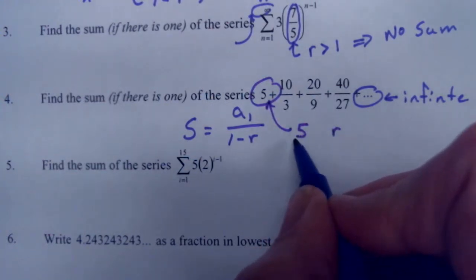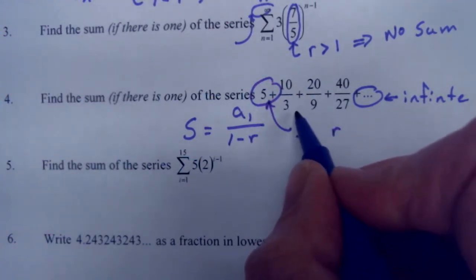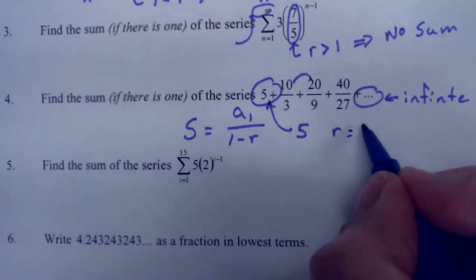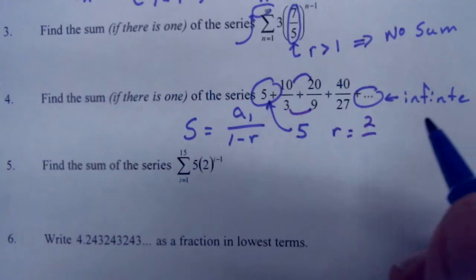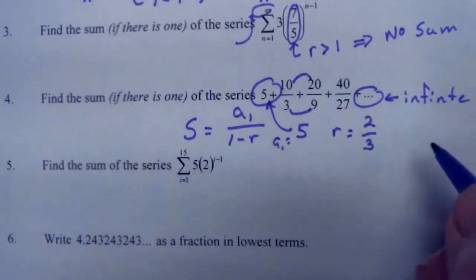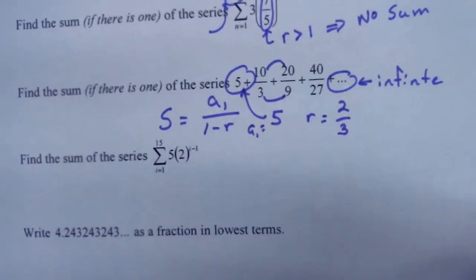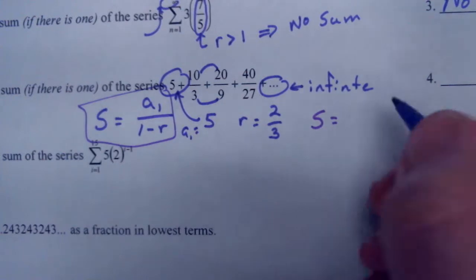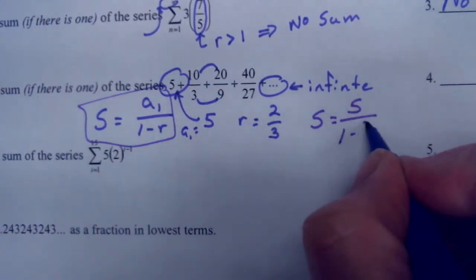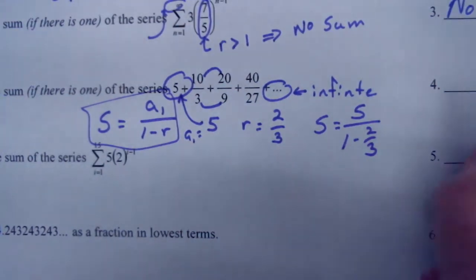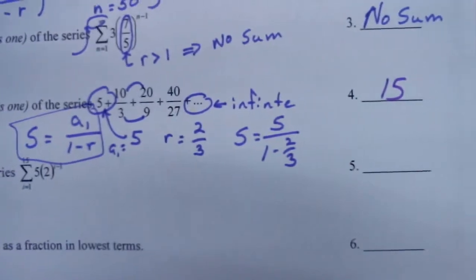R is how you get from one term to the next. So look at the fractions. From 10 to 20, multiply by 2. From 3 to 9, I multiply by 3. So a sub 1 equals 5 and r equals 2/3. Put all that into that nice formula right here. The sum is equal to 5 divided by 1 minus 2/3. 1 minus 2/3 is 1/3. Okay, 5 divided by 1/3 ends up being 15.